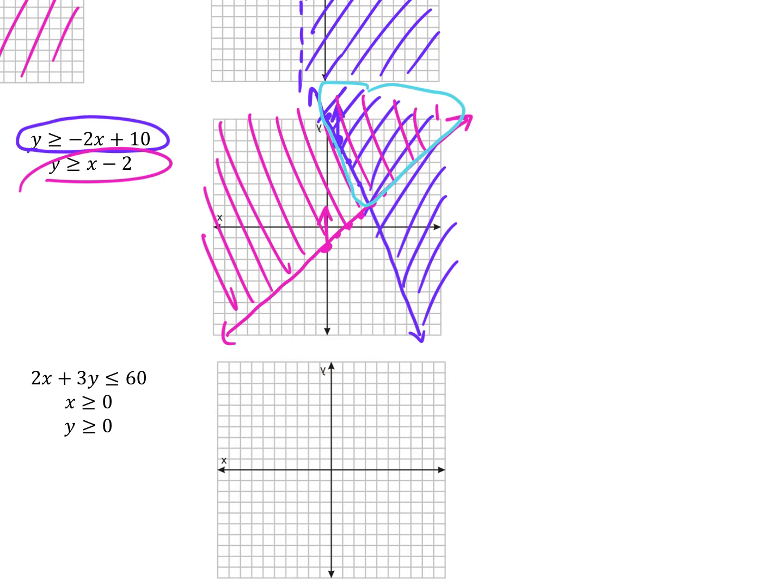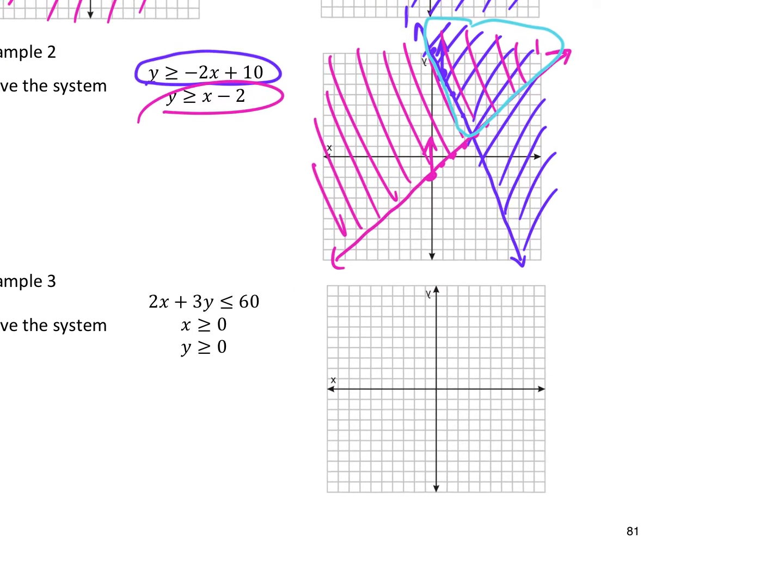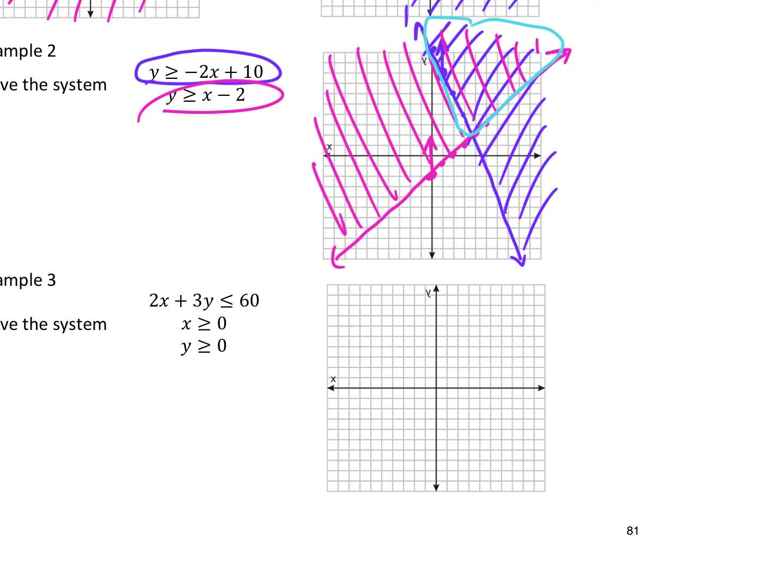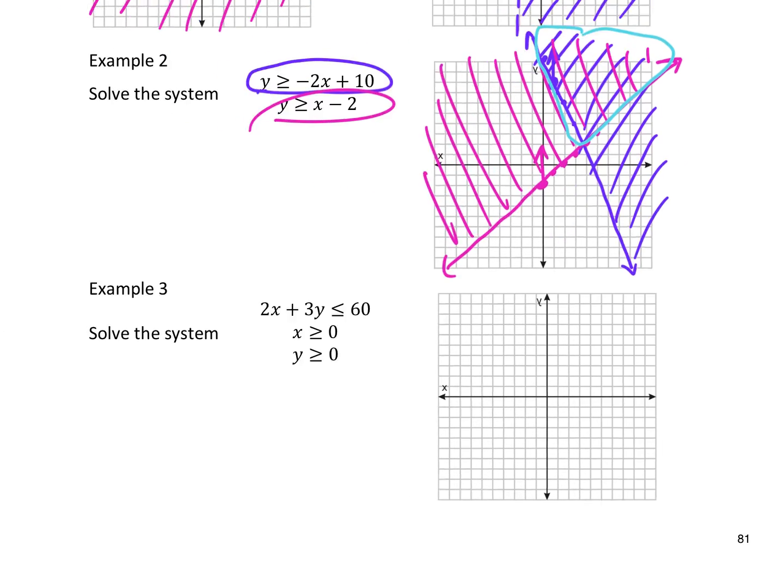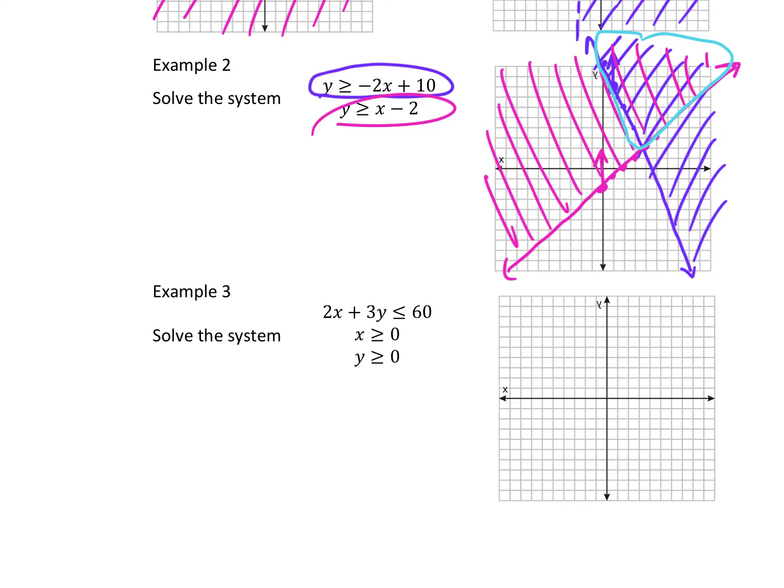Okay? All right. Now we're going to look at 3 of these. On this third one, before I can graph it, what do I have to do with that first equation? Solve for y. Yep. So take a minute and go solve this for y.